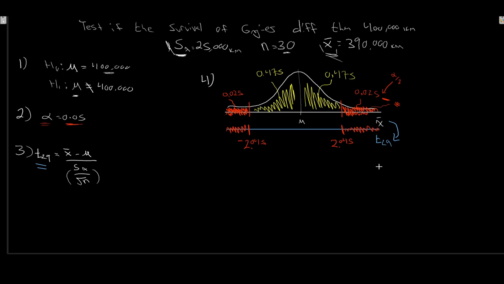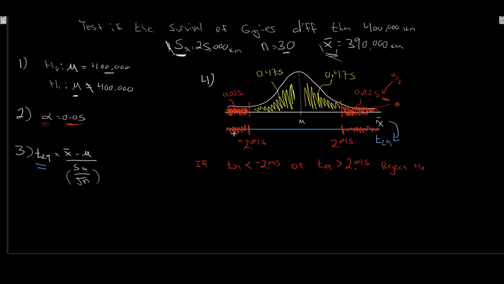One's pretty long-winded, I don't like it. The other one is significantly shorter, but some people get confused about this. So let's take a look at the long-winded one first. So I would say that if my T29 is less than negative 2.045, or my T29 is greater than 2.045, I will reject my null.